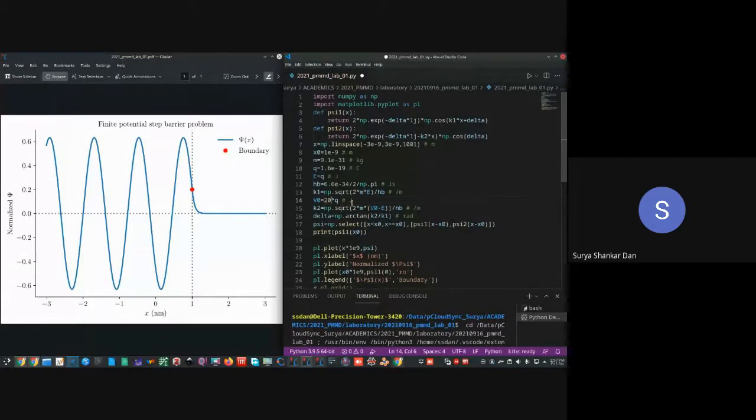Okay, so it's now 20 electron volt. यहाँ पर देख लेना 0.6 है. What is the influence? क्या हुआ?